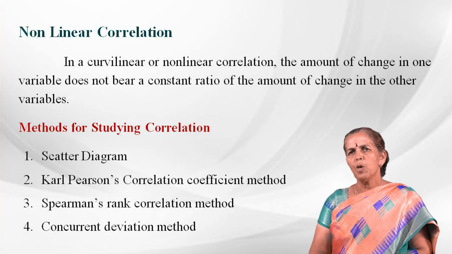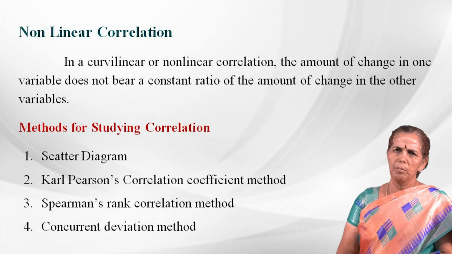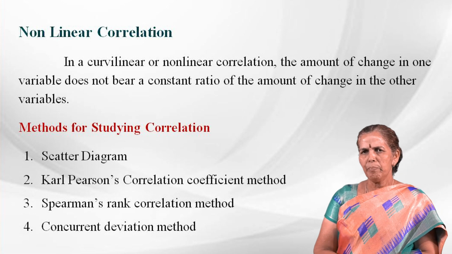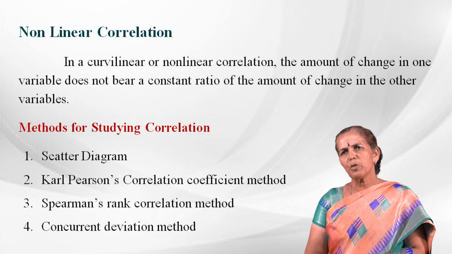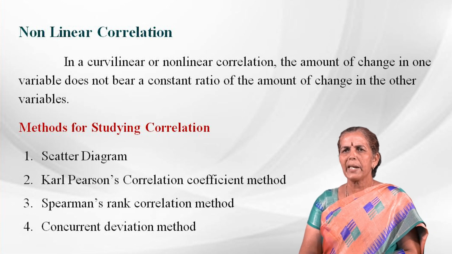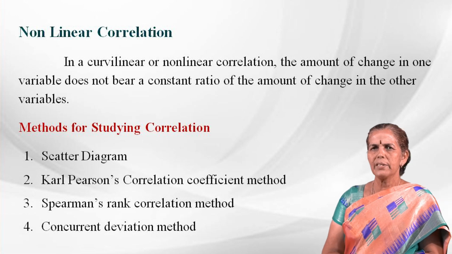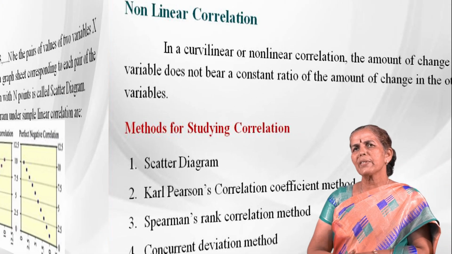Next, let us see what are the methods available for studying the relationship between the variables. Number 1, scatter diagram. Number 2, Pearson correlation coefficient method. Number 3, Spearman's rank correlation method. Number 4, concurrent deviation method. Okay, let us discuss one by one. First one is scatter diagram.